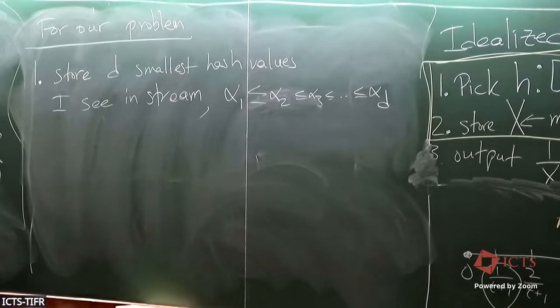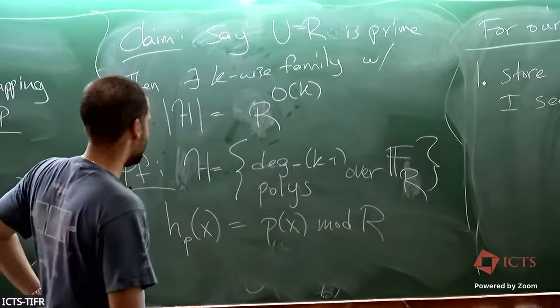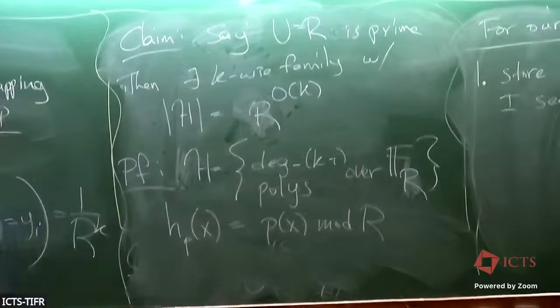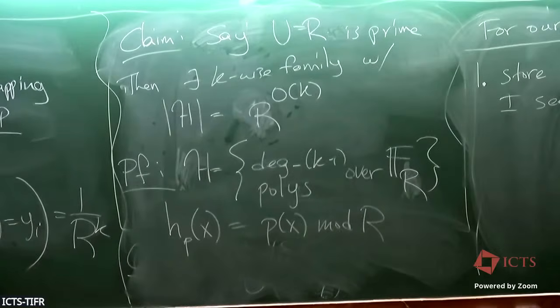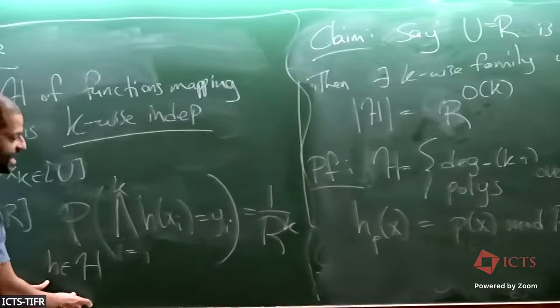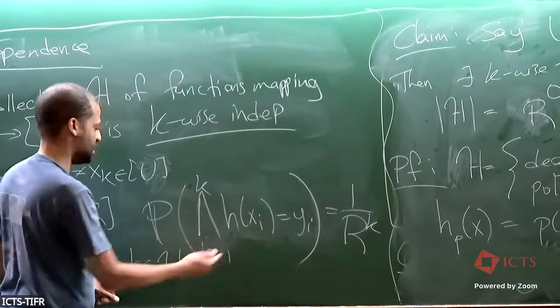Yeah, over F_R. Yeah, R is a prime. So I guess the point here is, if I have k different hash values and I ask what is the probability, right? The probability is basically the denominator is the size of capital H, and the numerator is the number of little h's inside capital H that make that happen. Does it make sense? Right? So it's just a counting problem.